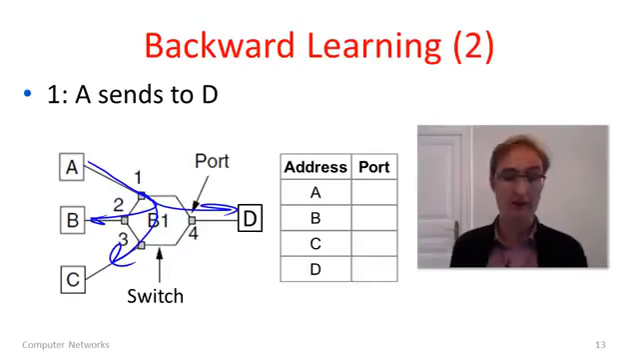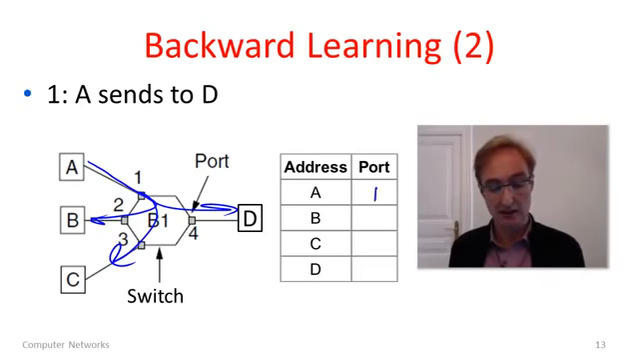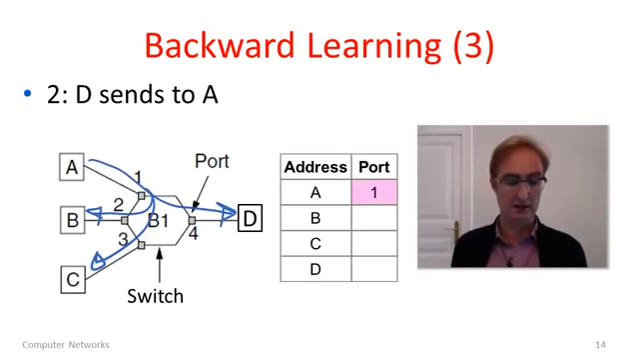It also reached B and C. Oh well, not a very efficient use of bandwidth. We also learned something here. We learned that A is on port 1, right? That's a valuable bit of information. Okay, so this is what happened.